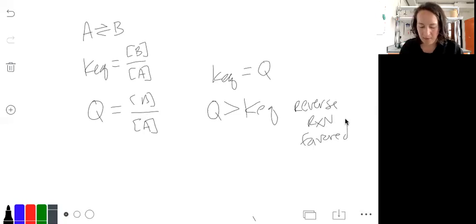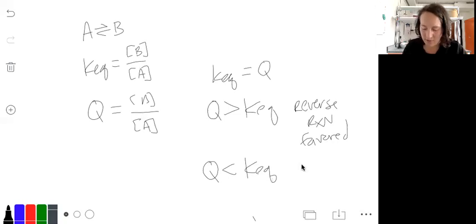Okay. But what if Q is less than KEQ? So if our value for Q is less than the actual KEQ, that means that we probably have too many reactants, so the forward reaction will be favored.